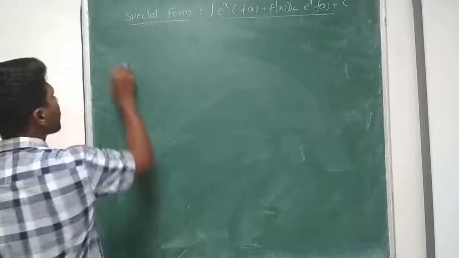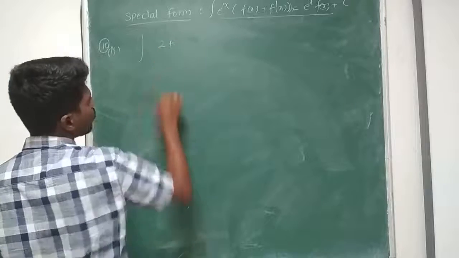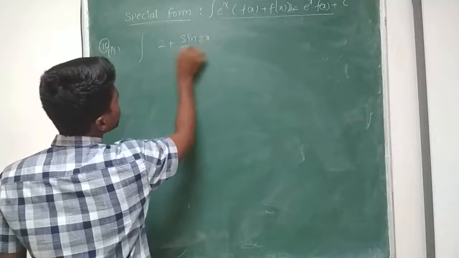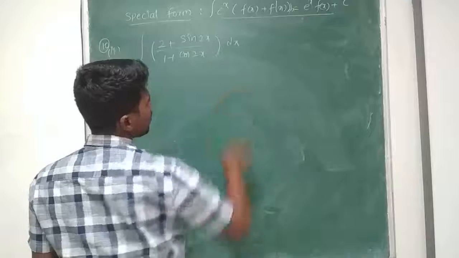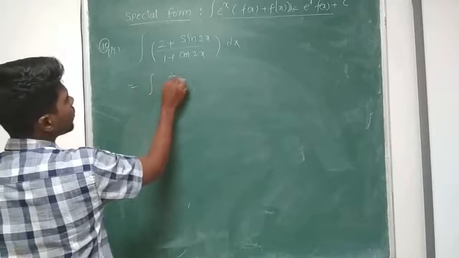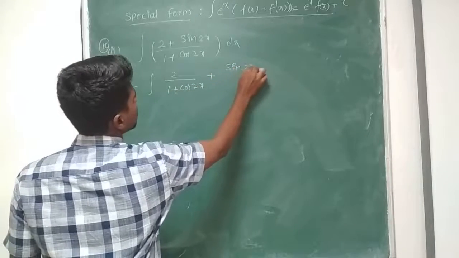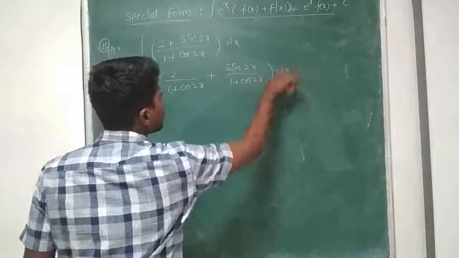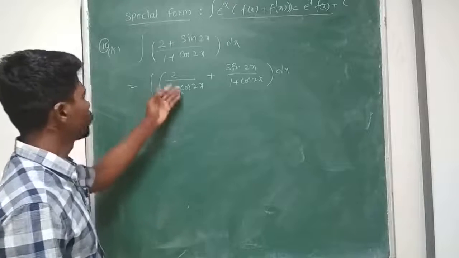Second, integral of (2 plus sin 2x) by (1 plus cos 2x) dx. This can be split as integral 2 by (1 plus cos 2x) plus sin 2x by (1 plus cos 2x) dx. So I can check which one is f of x and which one is f dash of x.